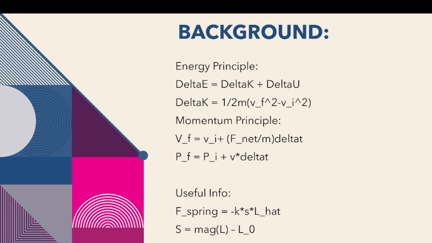And then other useful information would be stuff like the spring force, which is negative k times s times l hat, and s represents the magnitude of L minus L0, so L minus L naught, the uncoiled length of the spring at rest, minus whatever compression or change it has.